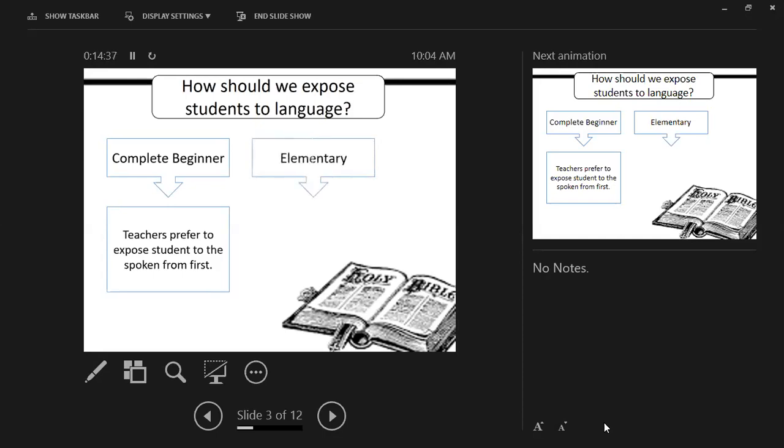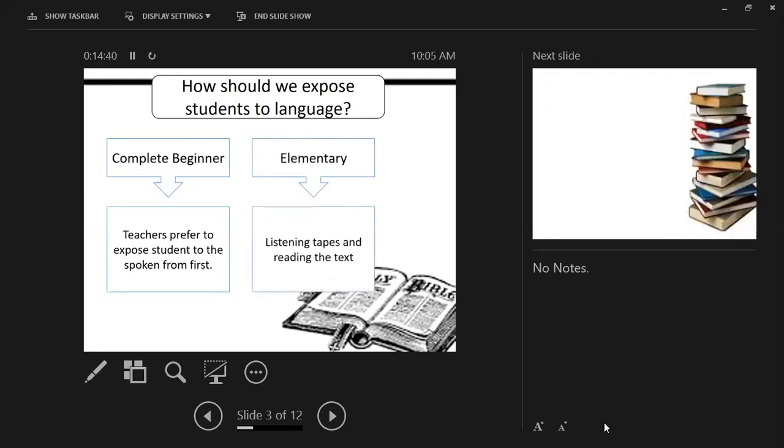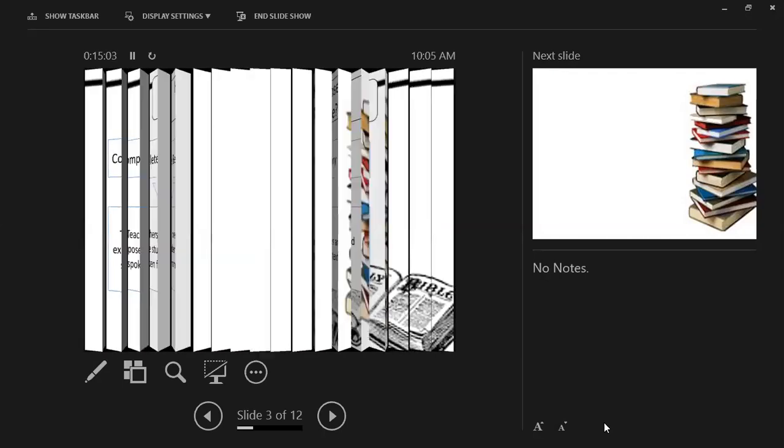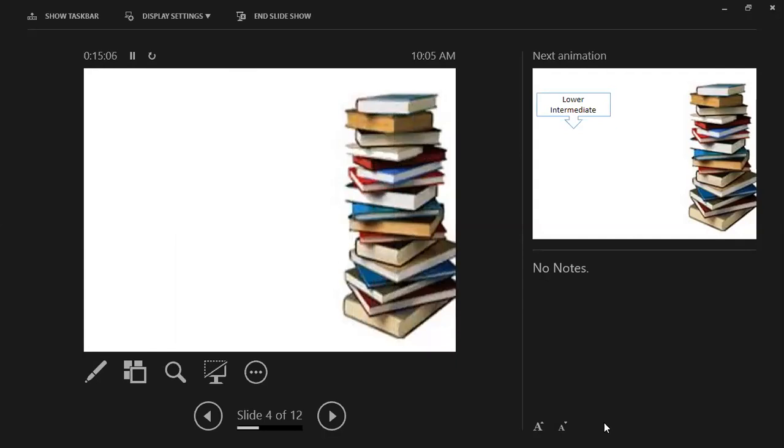And how about, let's say, the next level, elementary school students? In this case, spoken language or listening is still important, but you can now provide some reading text. So you can combine listening and reading text to expose your students to both language inputs. Remember that listening and reading are two important exposures that you need to provide in your class when you are teaching elementary school or complete beginner students.